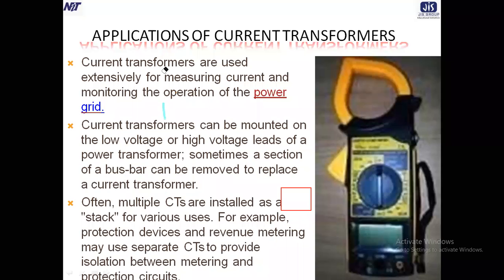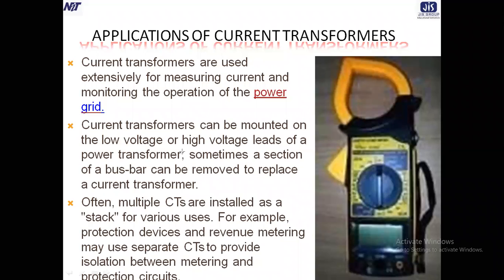Now the applications. So here, this is the application part on the right hand side. The application of the current transformers, so try to understand it very carefully. Current transformers are used extensively for measuring current and monitoring the operation of the power grid. Okay, so a current transformer can be mounted on the low voltage or high voltage leads of a power transformer. Sometimes a section of a bus bar can be removed to replace a current transformer.